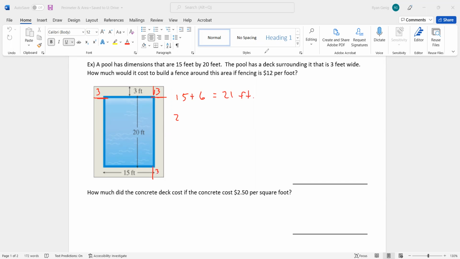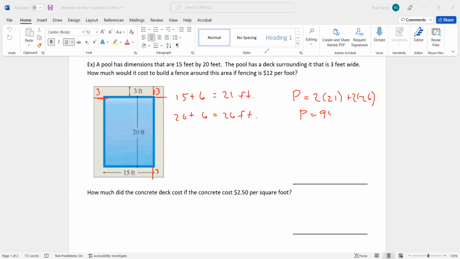So I'm doing 20 plus 6, and get 26 feet. So now I can find the perimeter with those dimensions. Just make sure you get the right dimensions. 2 times 21 plus 2 times 26. And I should get 94.